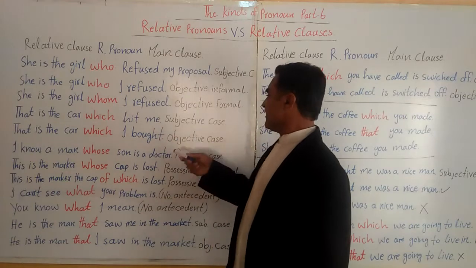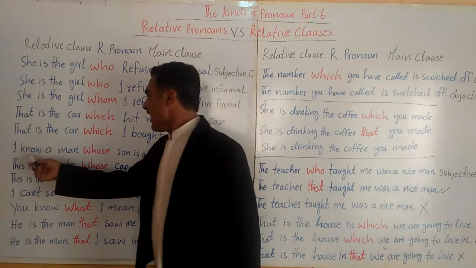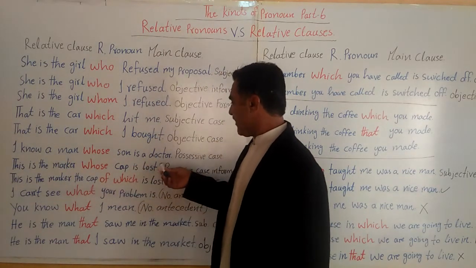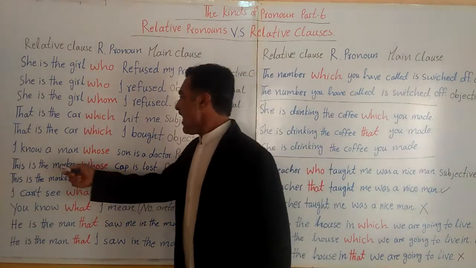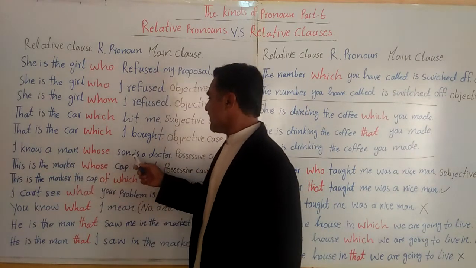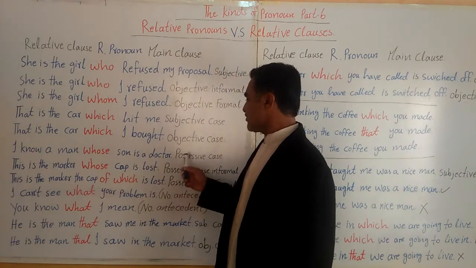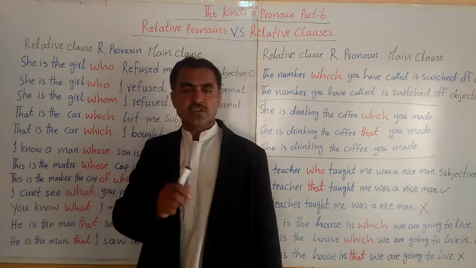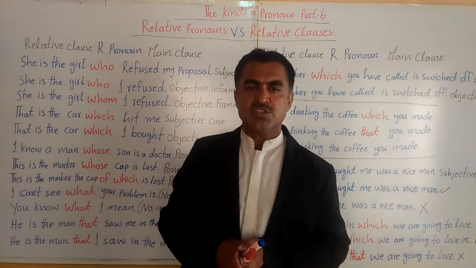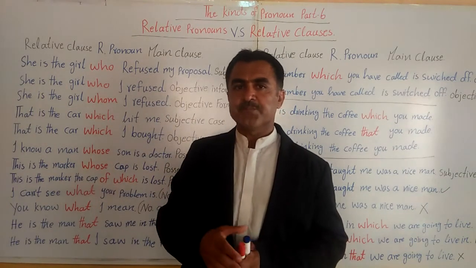You can see subjective case, objective case. I know a man. Now here I'm talking about the possessive case. Possessive case. I know a man whose son is a doctor. Now whose, we mostly use in spoken English for things.